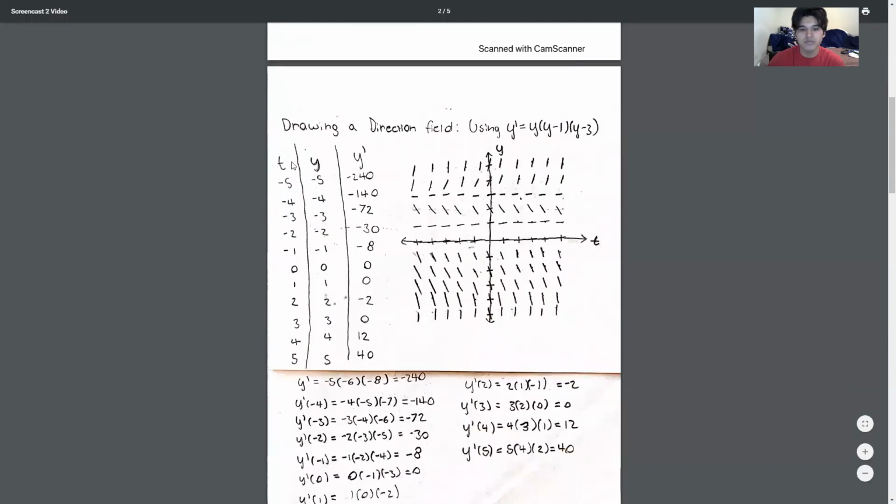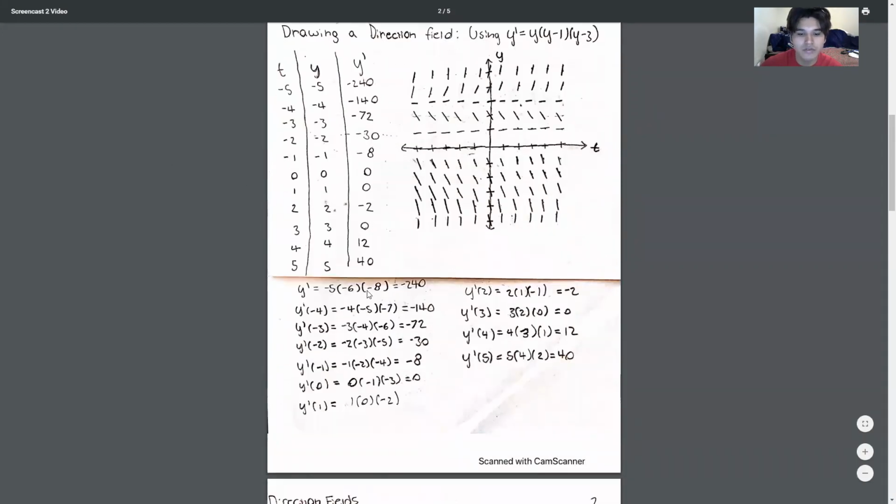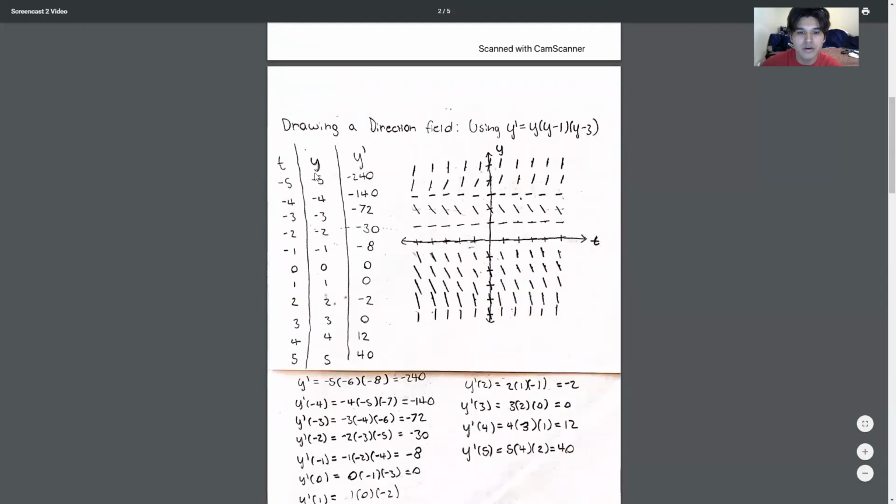I plugged in values for y. t doesn't really affect what y prime is, so we don't have to consider t, since it's not in this expression. Let's plug in values for y. Here's all the math for the values of y that we plug into the expression. This chart gives us all the y values that I plugged in, and what y prime is for those corresponding y values.